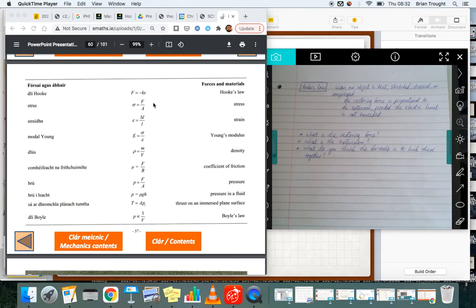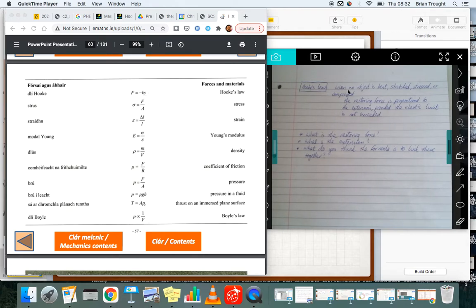Let's take a look at Hooke's law. So this thing here. Now Hooke's law, we have a restoring force is equal to K, which is a spring constant. It's just a constant. And S is the extension of the spring or stretched, stressed, compressed or bent object.